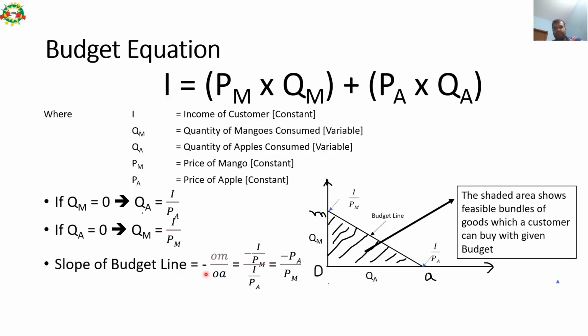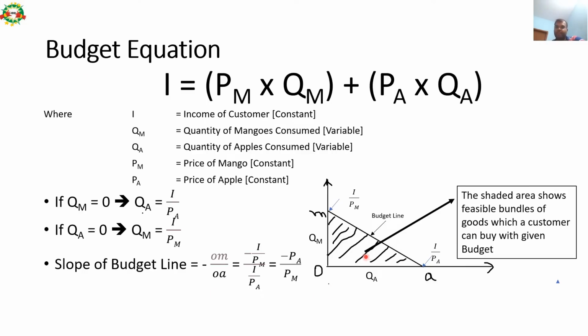So slope of budget line is nothing but OM divided by OA, and it is negatively sloped, so minus sign has been put. OM is nothing but QM, quantity of mango consumed assuming 0 quantity of apple, and OA is nothing but quantity of apple consumed assuming 0 quantity of mango. So minus I divided by PM from here, divided by I divided by PA from this. So this is the formula for slope of budget line, minus PA divided by PM. Sometimes a 1 mark numerical may come out of this budget equation also.